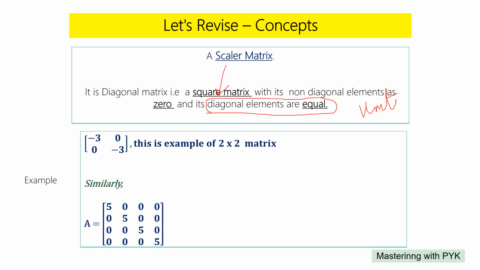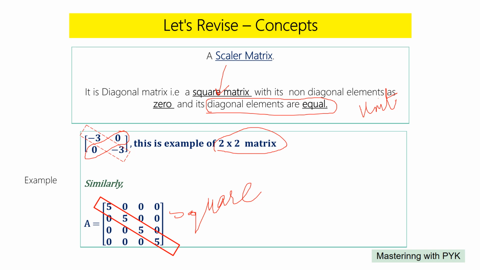So example, let's start. First qualification, it's a 2 by 2 matrix. So yes, it is a square matrix. And the elements in the diagonal are -3, so they are equal, and the non-diagonal elements are 0. Here, the matrix A, we have 4 cross 4, so it is a square matrix, and non-diagonal elements are 0 and diagonal elements are 5.